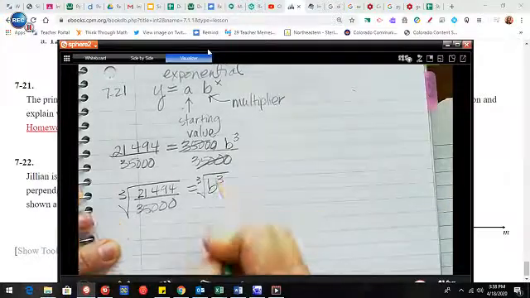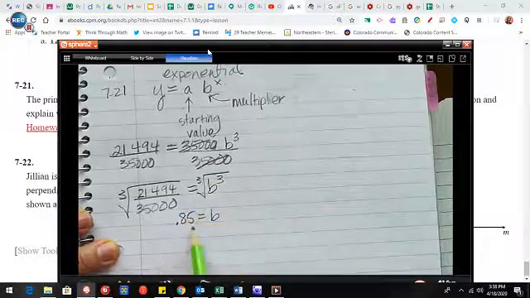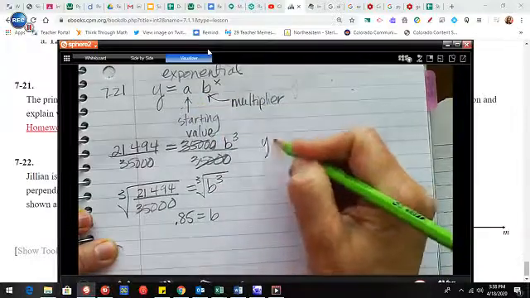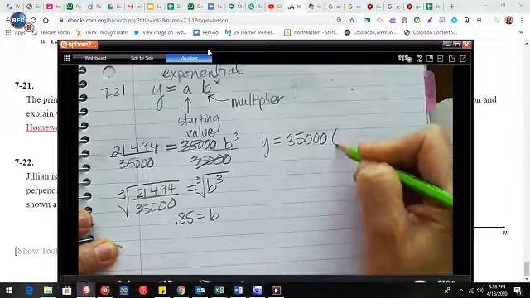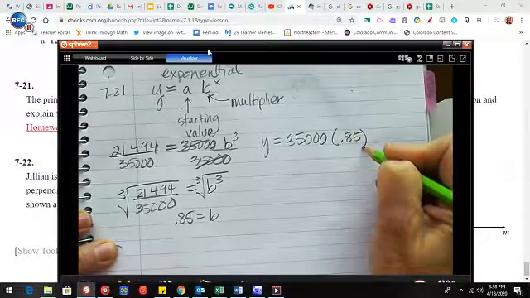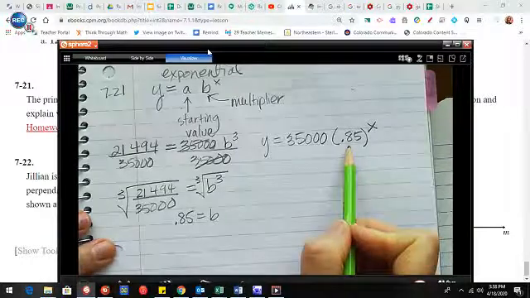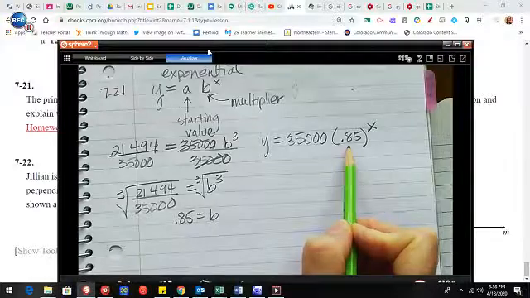So my multiplier is 0.85, and then my equation, let's come up here and write the equation: y equals 35,000 times 0.85 to the x. That means that 85% of the value remains each year.